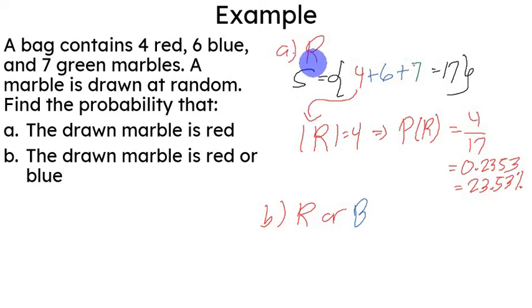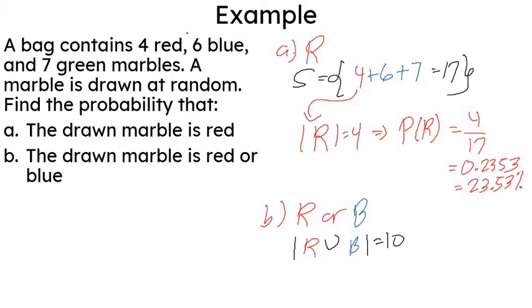Now, we are asked, what if it's either red or blue? Based from what we know up here, the cardinality of red is 4 and the cardinality of blue is 6. So the cardinality of red or blue will just be the combination of these two. They don't have anything in common, so we can just add them. So the cardinality of red union blue would be 4 plus 6, which is 10.